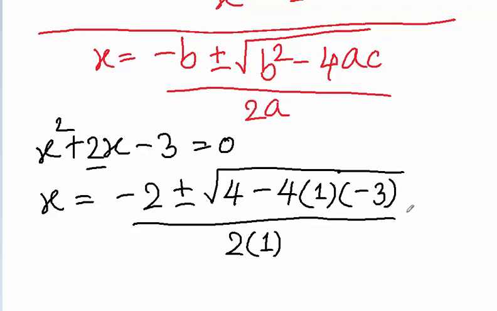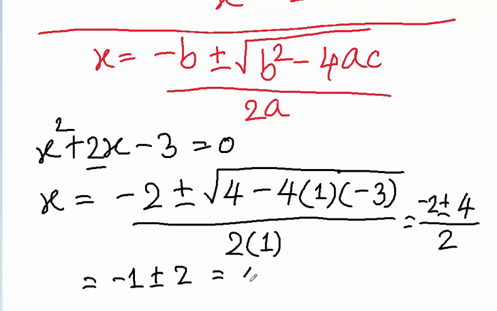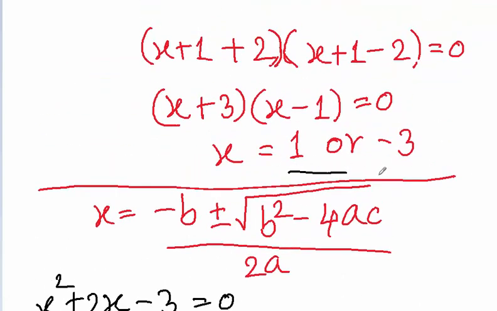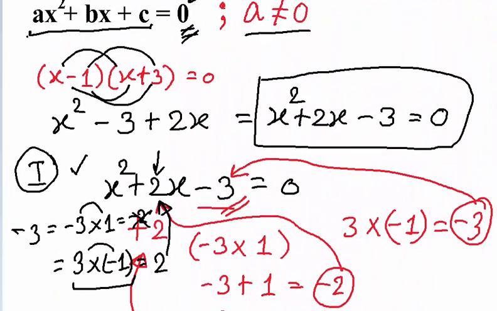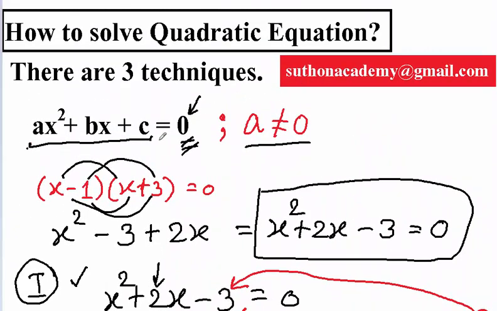So in this formula, it's going to be minus 2 plus minus the square root of 4 plus 12, which is equal to 16. After the square root, it will become 4, right? And then divided by 2. So that means it's equal to minus 1 plus minus 2, which is 1 and minus 3, right? Still the same. 1 or minus 3. So you can see that whichever method we use, we still get the same result.